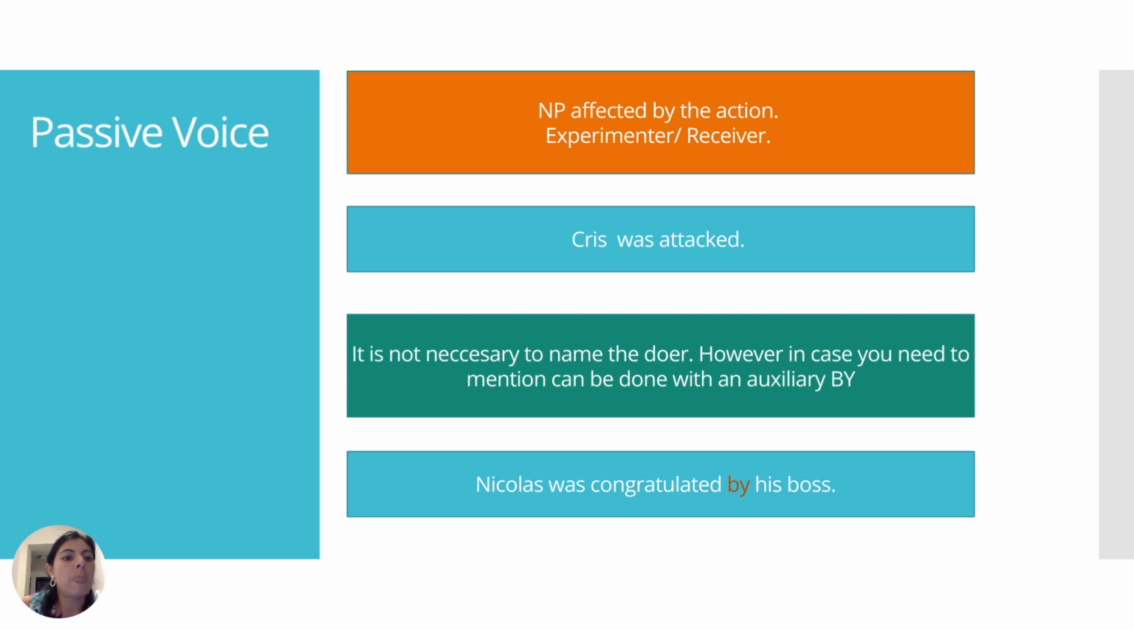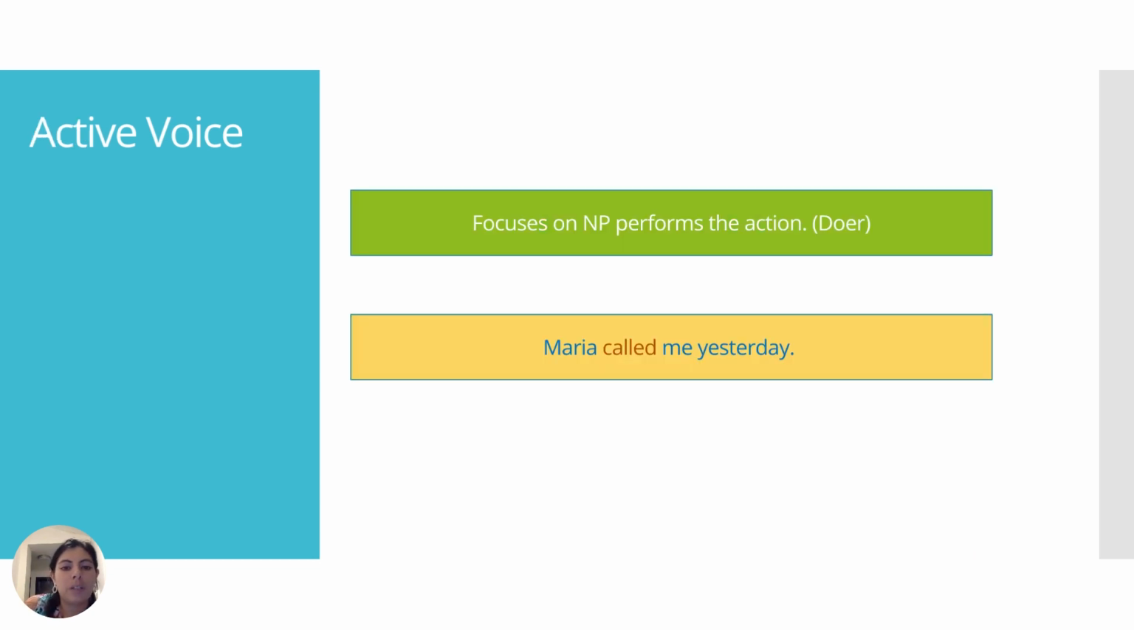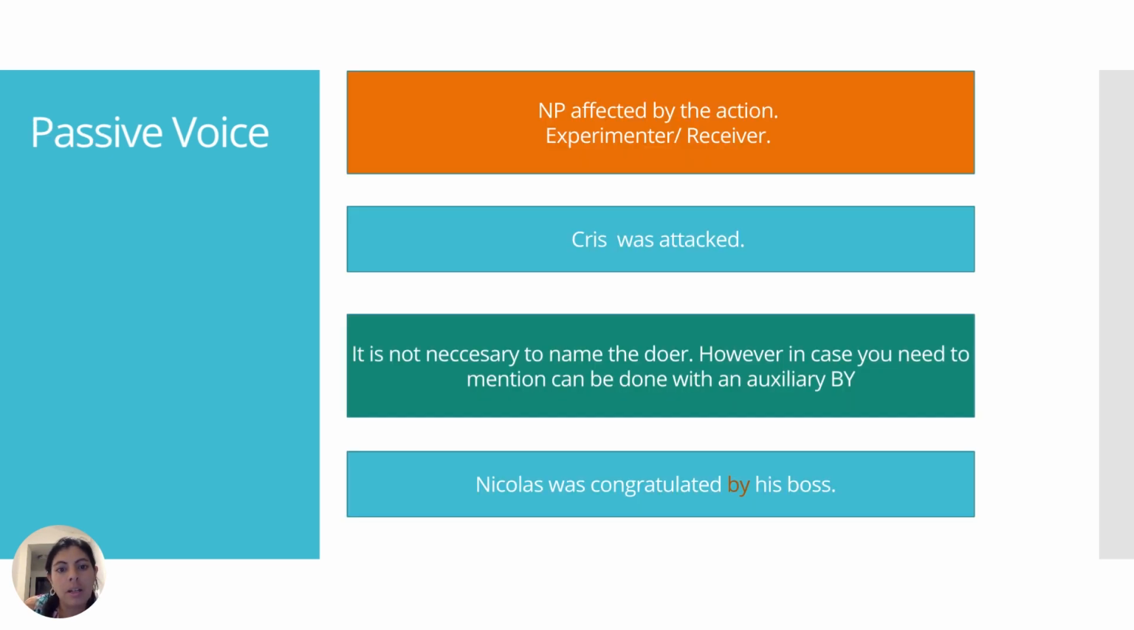Then we have the passive voice. In this case, we are talking about the person who receives the action. The noun phrase is affected by the action. It's the person who experiences and receives the action. For example, if we use the example before, Maria called me yesterday, I can say I was called yesterday. Here we have, for example, Chris was attacked. We are not saying who did the action, but we know who was the person who received the action.